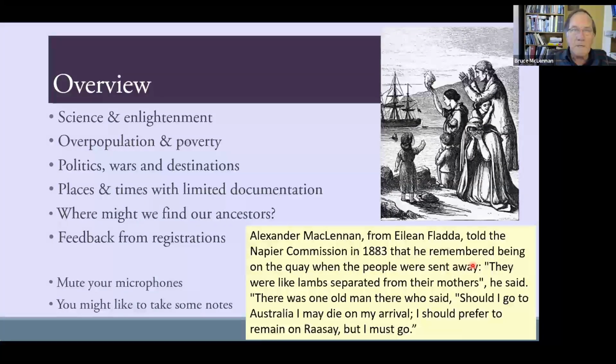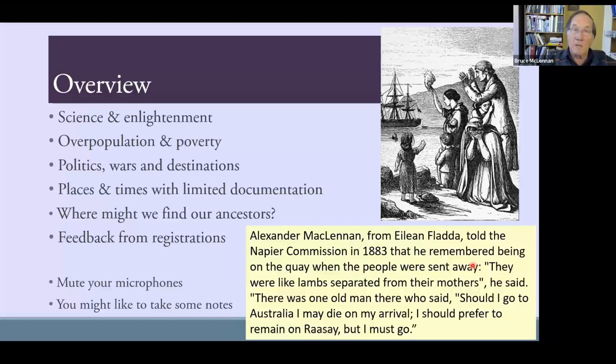So here's a quick overview. We are going to talk about the science and the industrial revolution, really, that prompted a lot of change that went on in the parts of the world where we find Scots. Of course, don't forget there's the softer side, the huge cultural change of the Enlightenment that happened in the 1700s. We're going to talk about these changes, what they meant for overpopulation and poverty in the Highlands that motivated many to leave. Obviously the politics and the wars and the possible destinations for them came out of this change that was happening at that time.